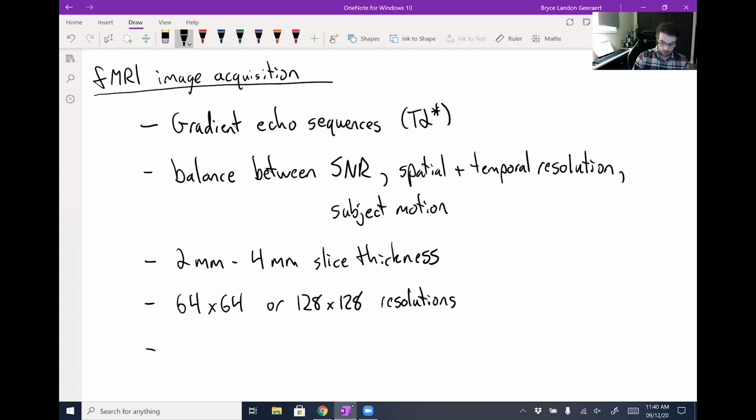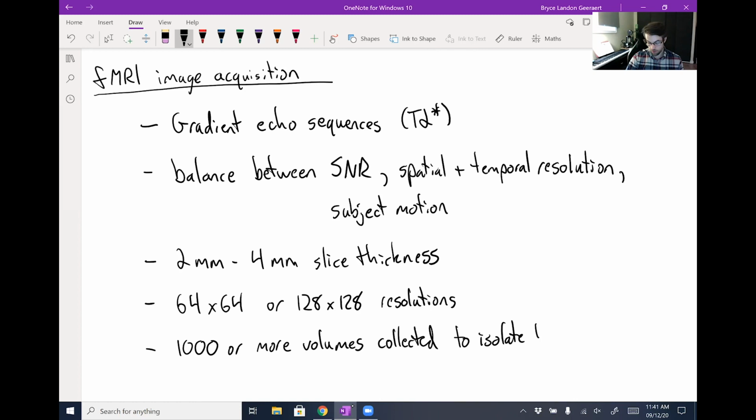And like I've already mentioned, you might be collecting 1,000 or more volumes to get good time courses of signal and average volumes together to outweigh noise. The way I had this written was to isolate BOLD from noise.